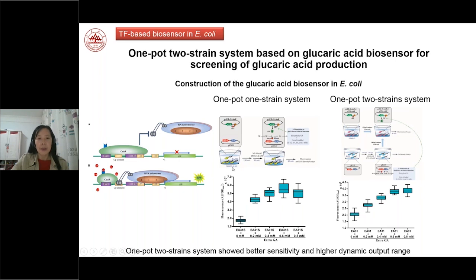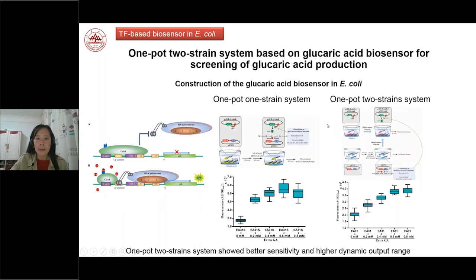productivity or high production? In order to answer this question, we constructed another biosensor in the E. coli system. We constructed the glucuronic acid biosensor. Until now, we still don't know the exact machinery of this biosensor, but the biosensor has been successfully constructed in E. coli. And then we put the biosensor into one strain and put the synthetic pathway into another strain. When we mix those strains into one pot, we see a very good response.